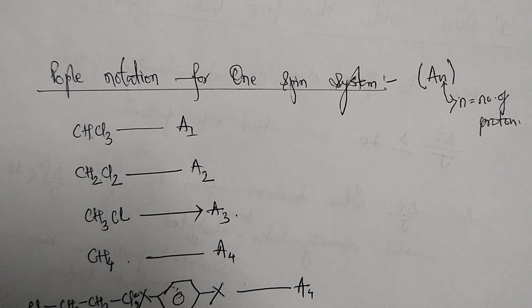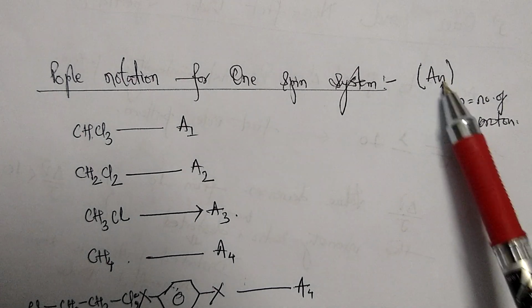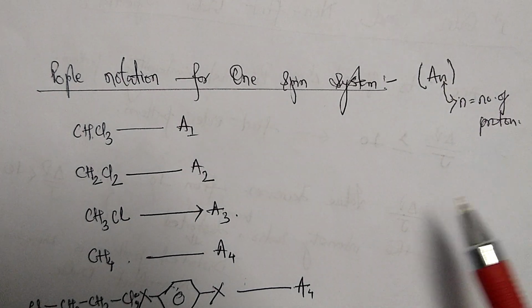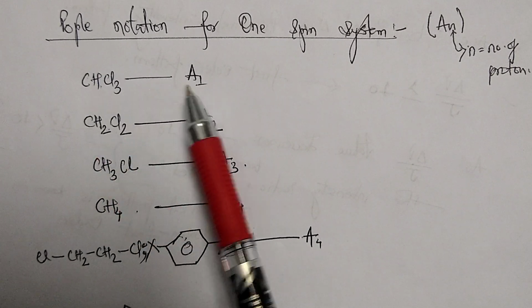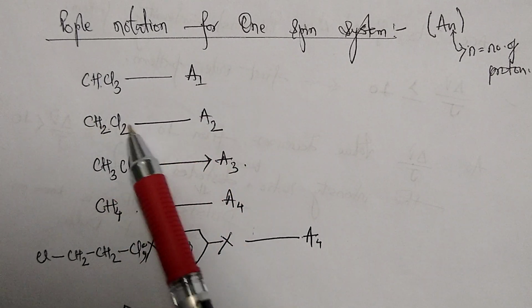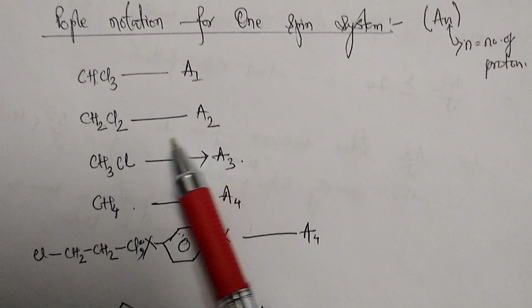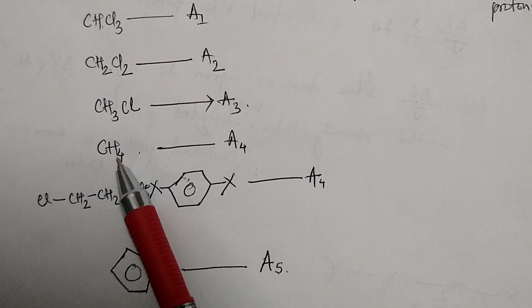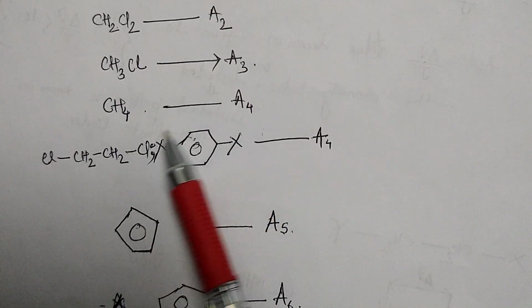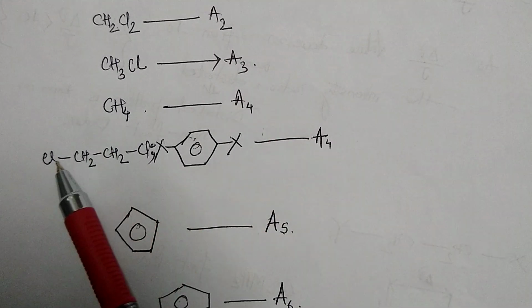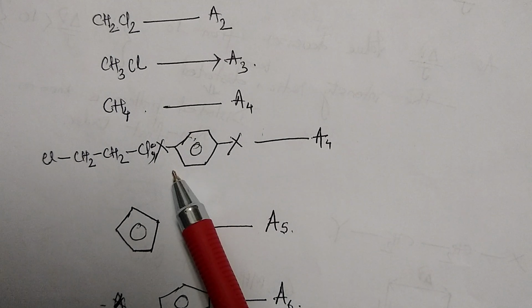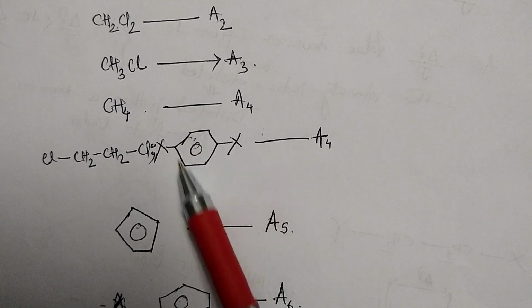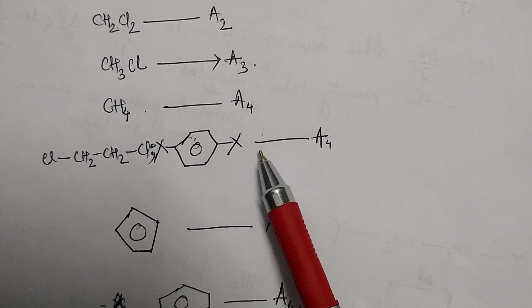It is represented by An, where N denotes the number of protons. Likewise, if we take examples, CHCl3 has one proton, A1. CH2Cl2 has two protons, A2. Three protons, A3, four protons, A4. For A4 we have other examples like Cl-CH2-CH2-Cl, and X, that is para-substituted benzene ring, here also an A4 system.